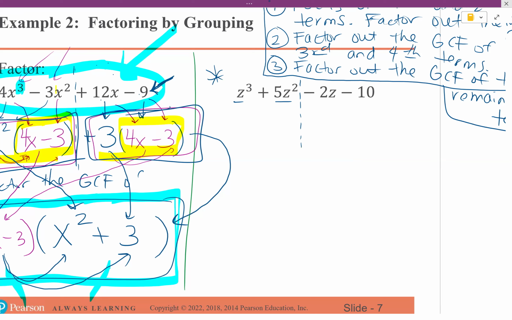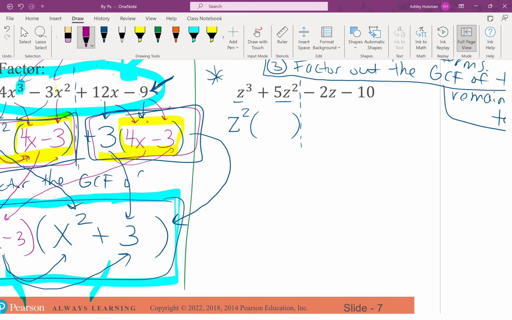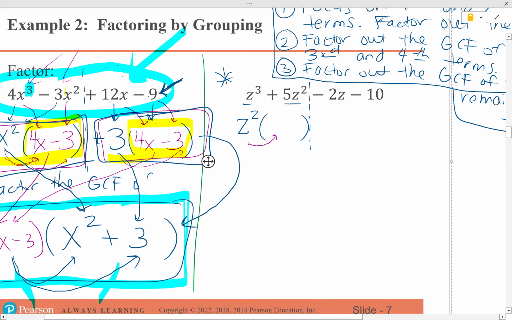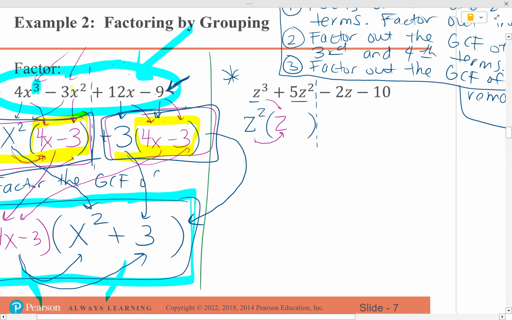Their coefficients have no common factor or common divisor, but I can definitely take some z's out. The smallest power between them is a 2. I can take z squared out. And then like before, I'm going to need a space inside the parentheses for each original term. Z squared times what would make z to the third? I need one more z to get to that z to the third. And then z squared times what would make 5z squared? I would need a plus 5.